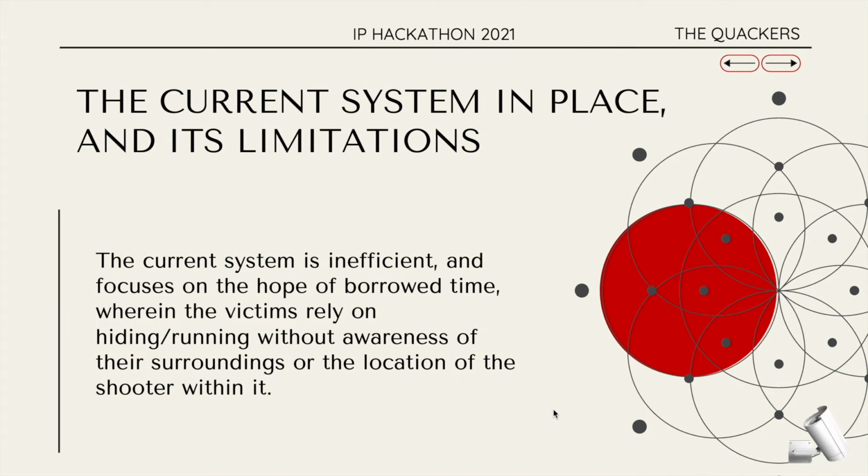The next question that arises is, what is the current system in place and what are its limitations? Well, the current system that is used to tackle such situations is inefficient and focuses on the hope of borrowed time, wherein the victims have to rely on either hiding or running without being aware of their surroundings or the location of the shooter within it. This poses a threat of encountering the shooter while trying to escape.